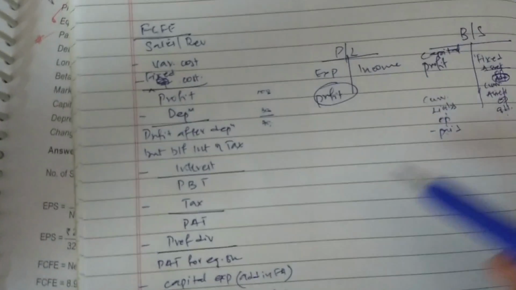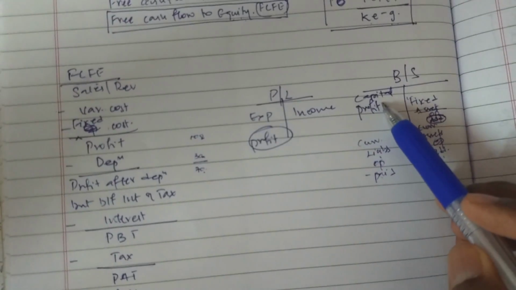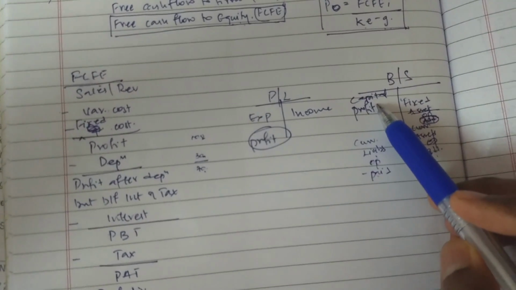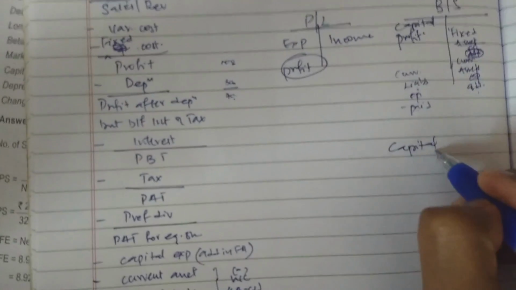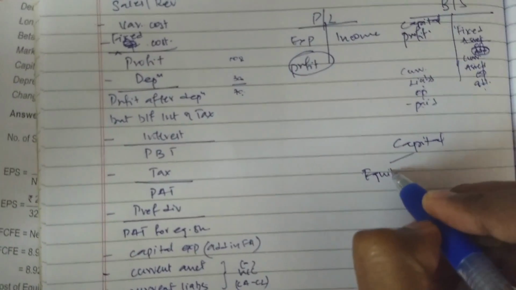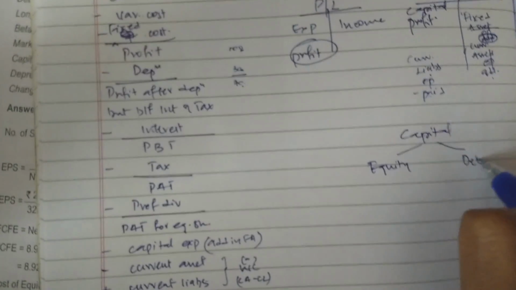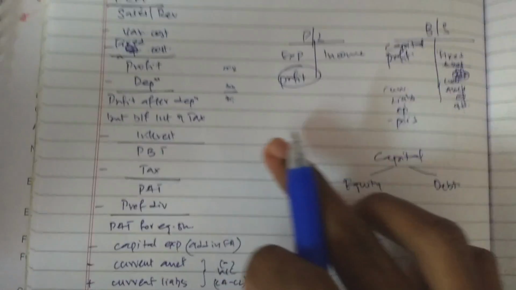But the question is, this capital does not only involve equity. There is debt. Capital is of two types: there could be equity, there could be debt. In terms of debt, we reduced interest over here.